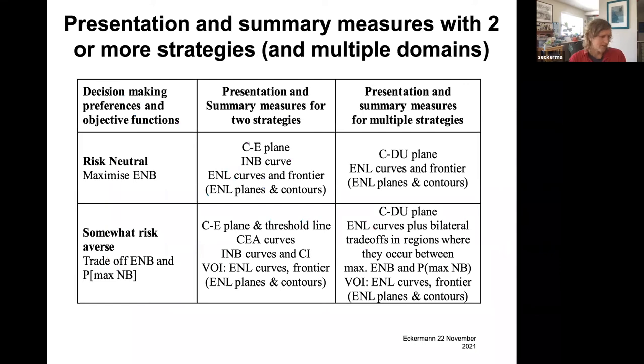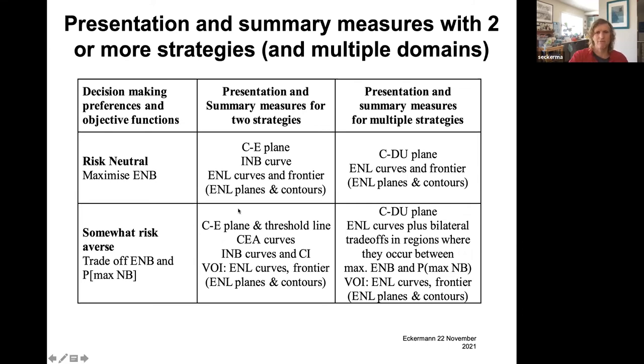Okay, so when it comes to societal decision making around health technology assessment, it's saying if you've got multiple strategies, we should be putting things on the cost disutility plane rather than the cost effectiveness plane, looking at expected net loss curves and frontiers like you've just seen. And if you're somewhat risk averse, you might want to have bilateral trade-offs in regions where they occur between maximizing expected net benefit, which is what you get from the expected net loss curves, and bilateral CEA curves between the strategies of interest at the threshold values of interest.